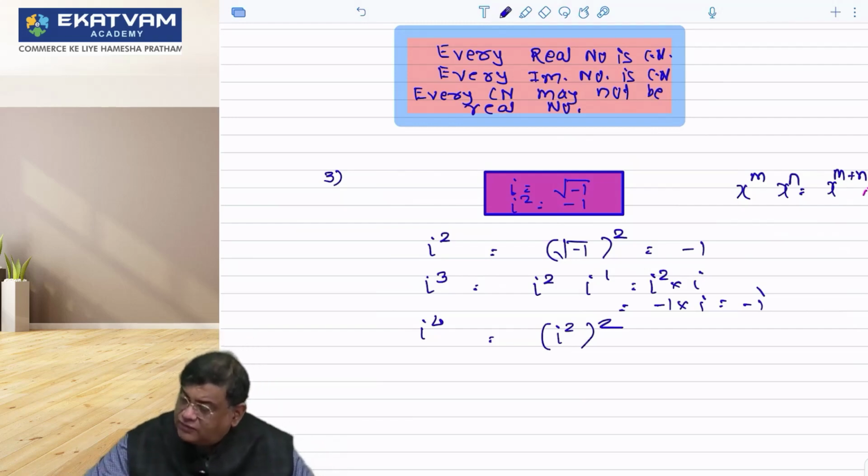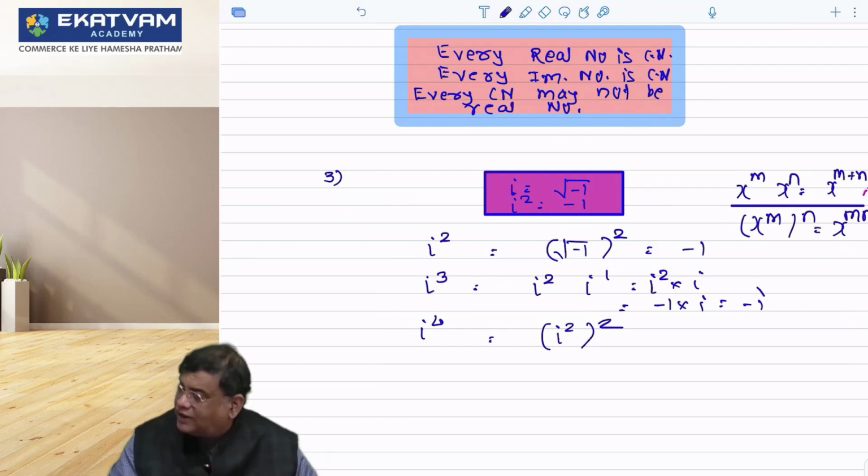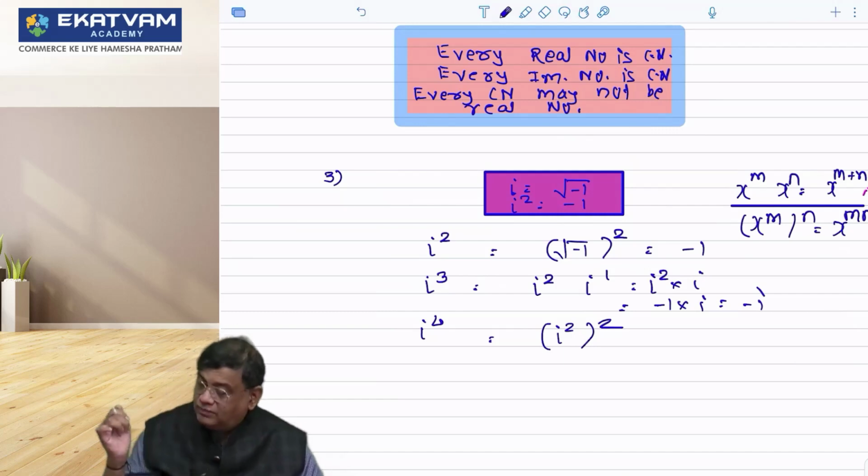X raised to m into x raised to n is x raised to m plus n. Then x raised to m and that raised to n could be written as x raised to m into n. हे कळते का? मग I raised to 4 is I square square. Hey baka, you can take time to understand.